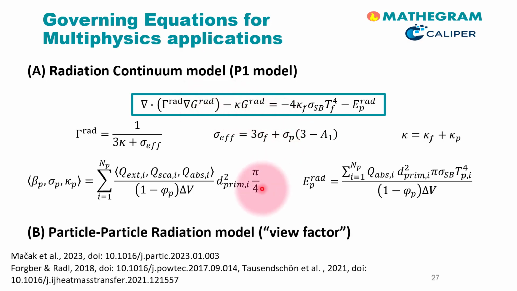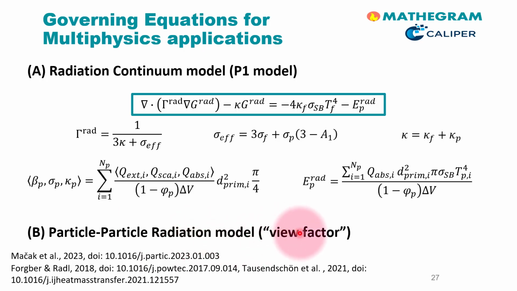I would like to note in passing that there are alternatives to the P1 model when having radiative energy transport in CFD-DEM simulations in mind. One such alternative is the usage of a particle-particle radiation model or view factor based model as documented by Forgber, Tausendschön and co-workers. These models assume that radiative transport is happening only due to particle-particle interactions, and these interactions are quantified by the so-called view factor.